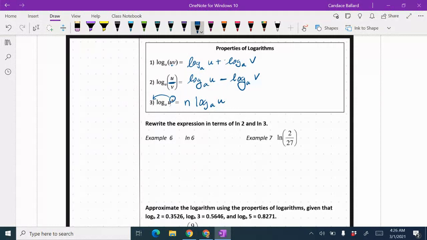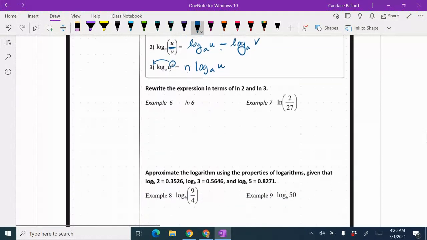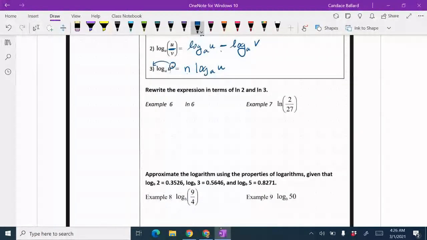And all of these properties work both ways. If I'm adding, I can switch it to multiplication. If I'm subtracting, I can switch it to division. If I have a number in front, I'm allowed to bring it up as an exponent. So we're going to start playing with these properties a little bit, and we're going to rewrite the expression of the natural log in terms of the natural log of 2 and 3. So basically, I'm only allowed to have these two things in my answer.